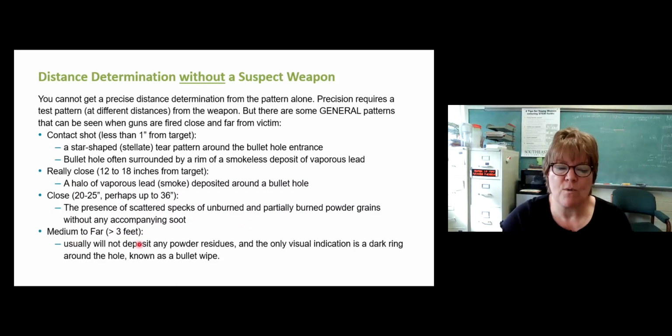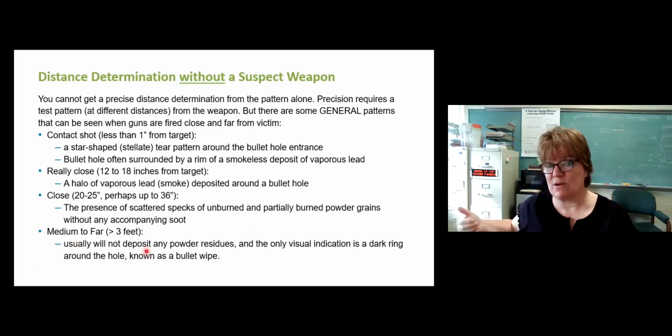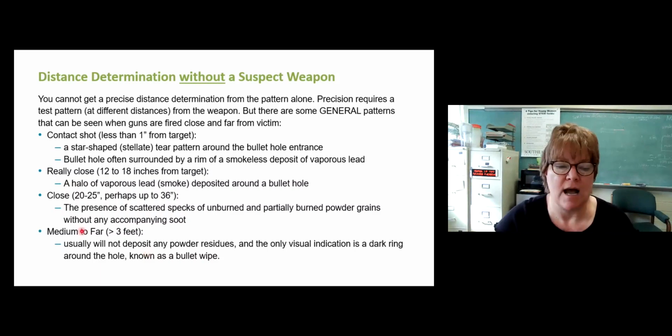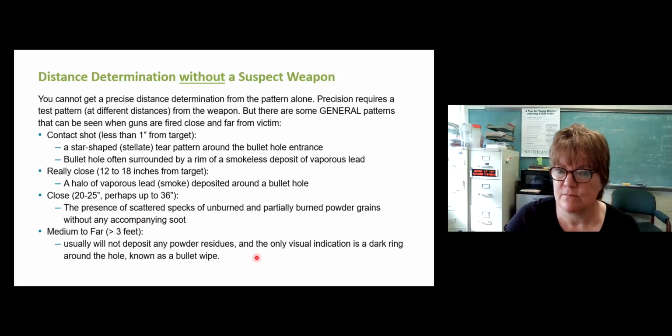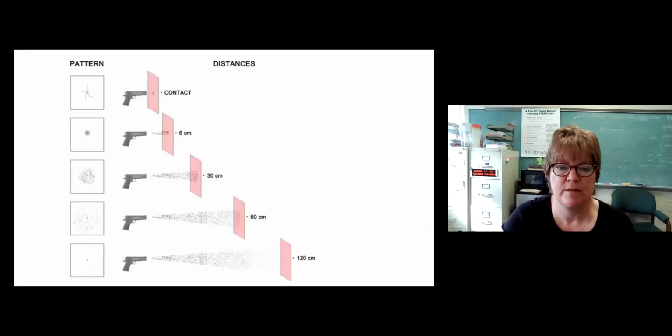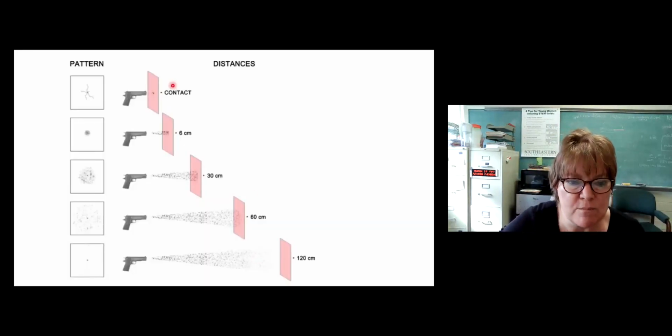If it's farther away than that, and it still can't be very far, because if it's very far away I'm not going to see any residue. But past about 3 feet, I'm not going to deposit any powder residues, but I might have a dark ring around the hole known as a bullet wipe. When the bullet goes in, some of the material left on the side of the bullet might get impressed there. So these are the sort of patterns.